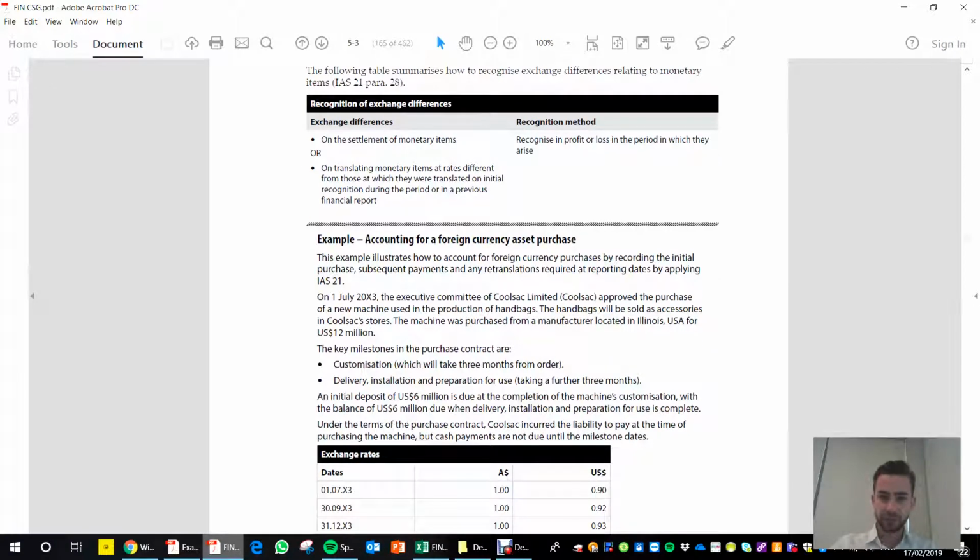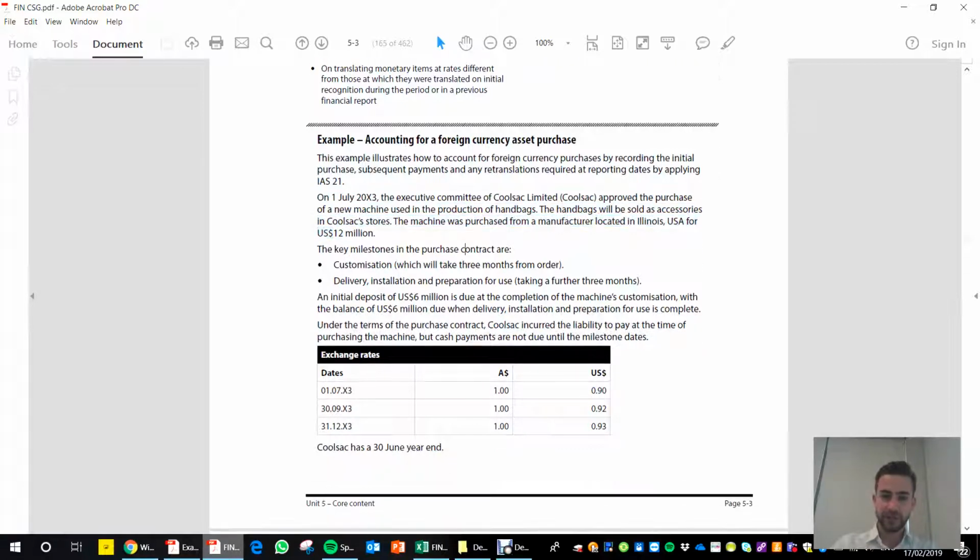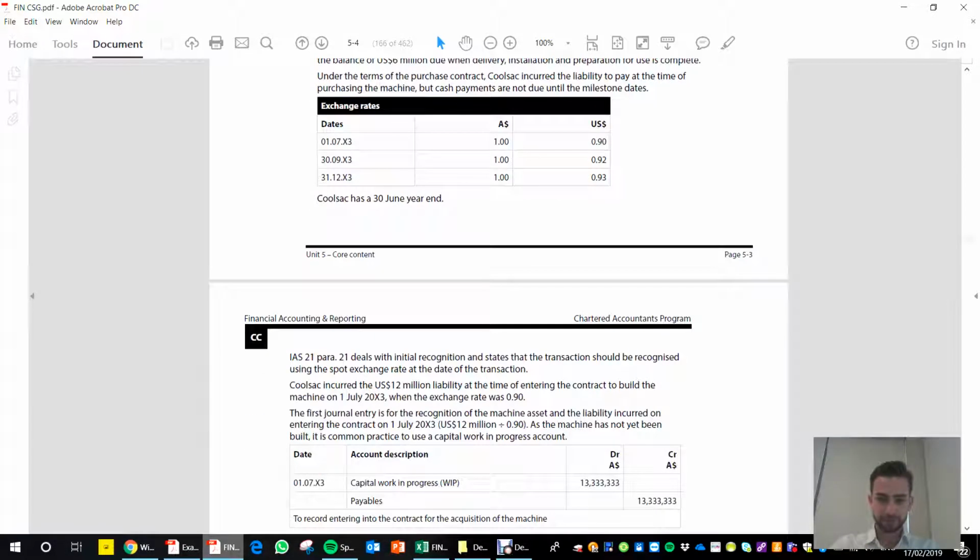Okay, so in this example, there's a company which has purchased a new machine which will produce handbags. They purchased it from the USA for US $12 million. The key milestones are customization and delivery, installation, and preparation for use. Let's talk about the first transaction. An initial deposit of $6 million is due at the completion of the machine's customization, with the balance of $6 million due when delivery, installation, and preparation for use is complete. It's a 30 June year end.